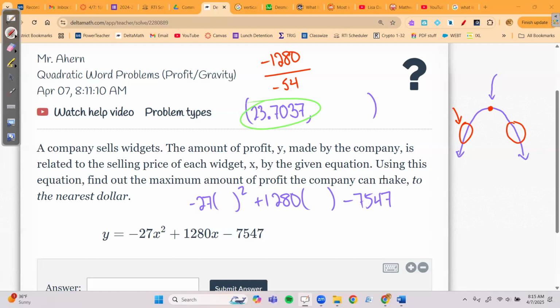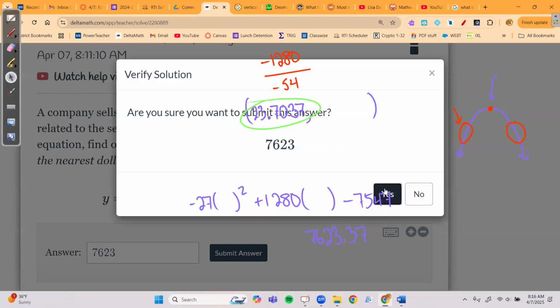And I got 7623.37. And it does say to round to the nearest whole dollar. You might be surprised, the very next problem after this might say round to the nearest cent, in which case my answer would be 7623.37. But in this case, it says to the nearest whole dollar. So what am I going to type in? 7623 is going to be the maximum profit. So 7623 is what I'll type in. I would imagine that's going to be enough precision, but let's find out here.